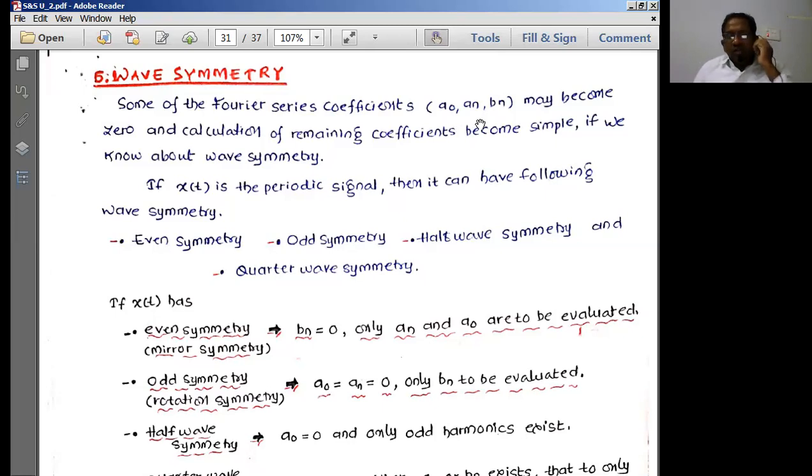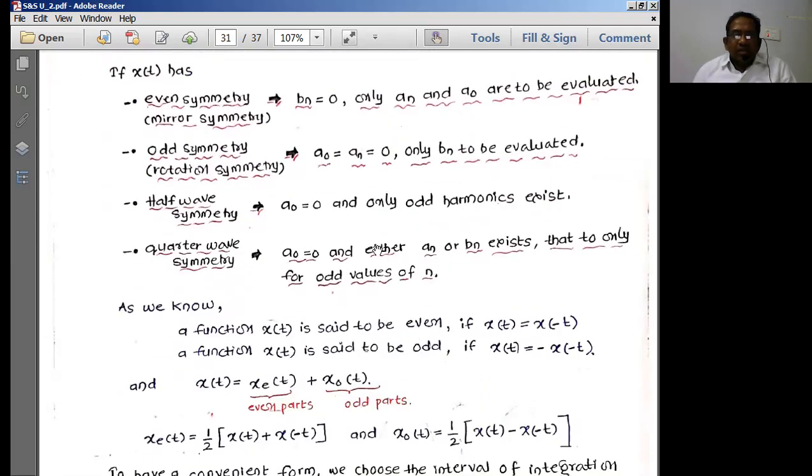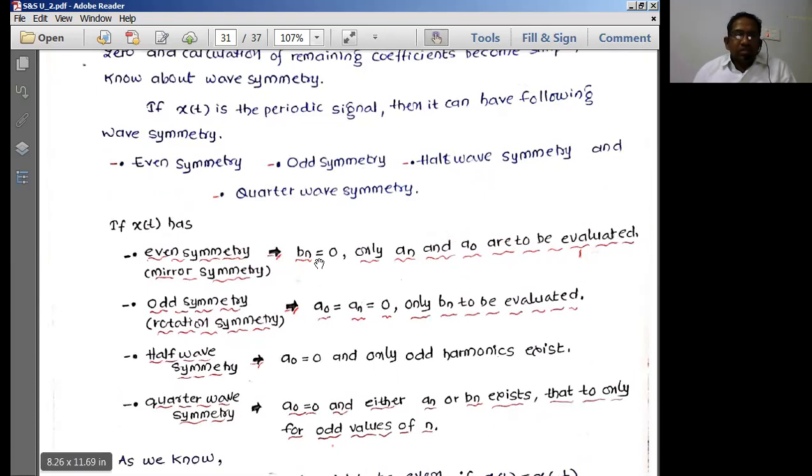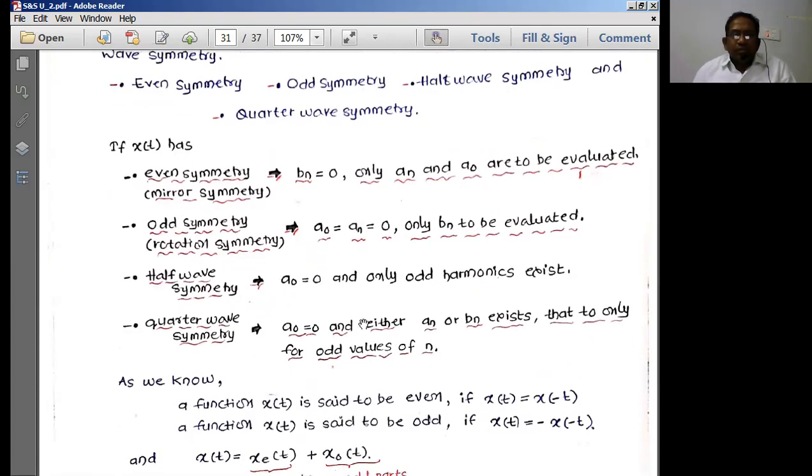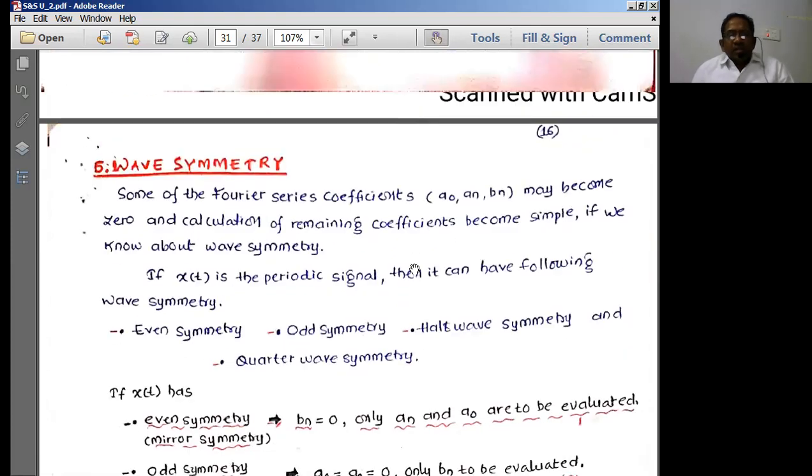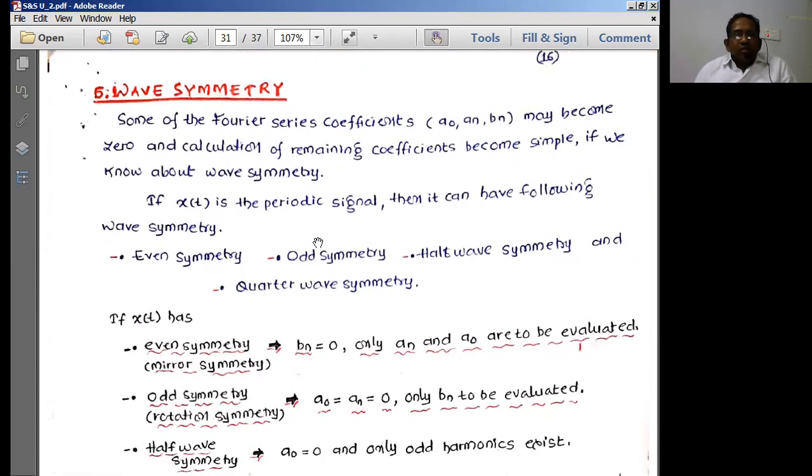Now, what is the wave symmetry? What is the purpose of going for it? We basically have even symmetry and odd symmetry in the syllabus, and other parts are there for the ECE graduates. So you can just concentrate on the even symmetry and the odd symmetry, because we don't have much depth in the syllabus as far as signals and systems is concerned for you. So we just go with this particular wave symmetry.